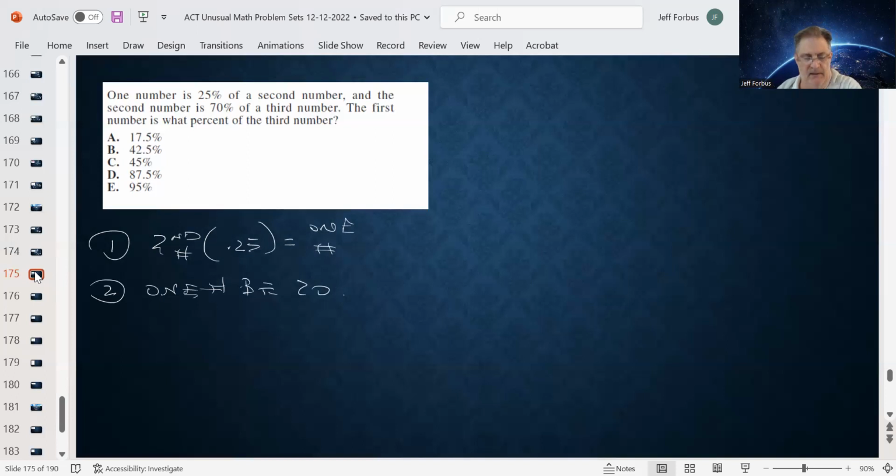Okay, so the next thing it says, and the second number is 70% of the third number. So we've got some third number times 70%, times 0.70. That's going to be equal to the second number.